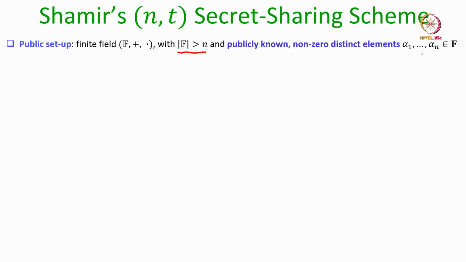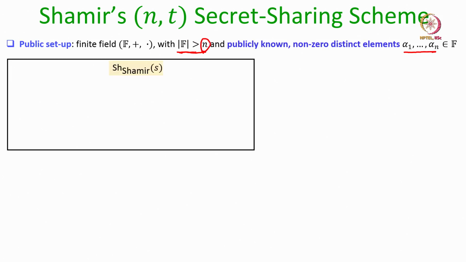So, there will be n publicly known non-zero elements from this field, alpha 1 to alpha n, which will be available as part of the public setup. Everyone will be knowing that, whoever is running this instance of Shamir secret sharing. And that is why we require the field size to be greater than n, because anyhow the element 0 will be there in the field and we require additionally n non-zero elements which have to be distinct. So, that is why the field size has to be at least n plus 1.